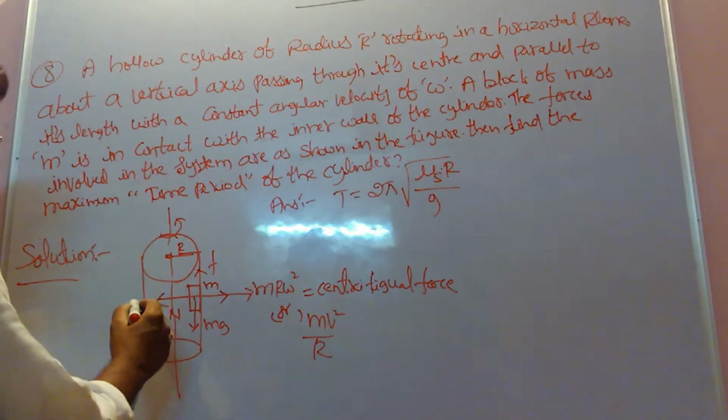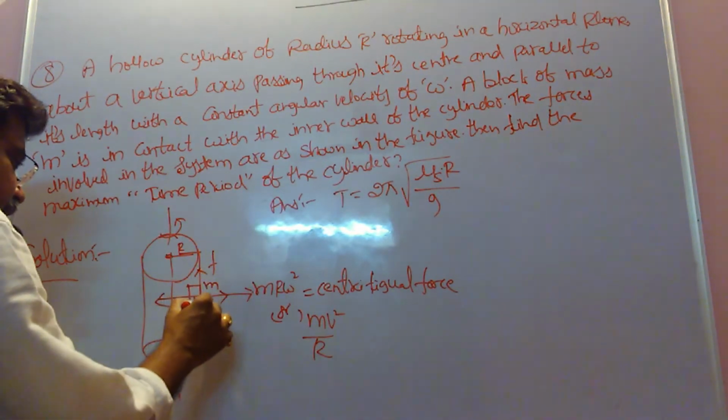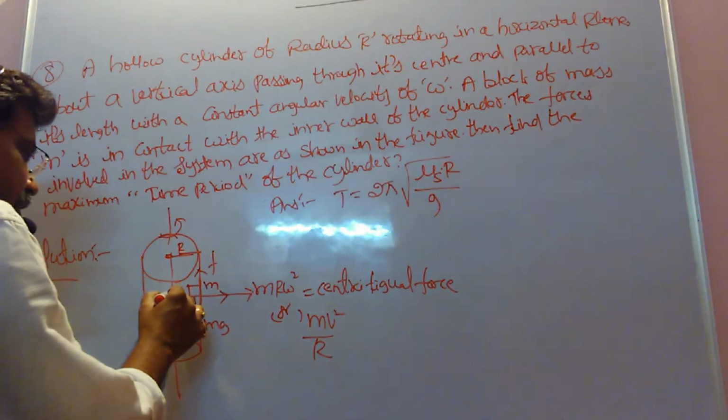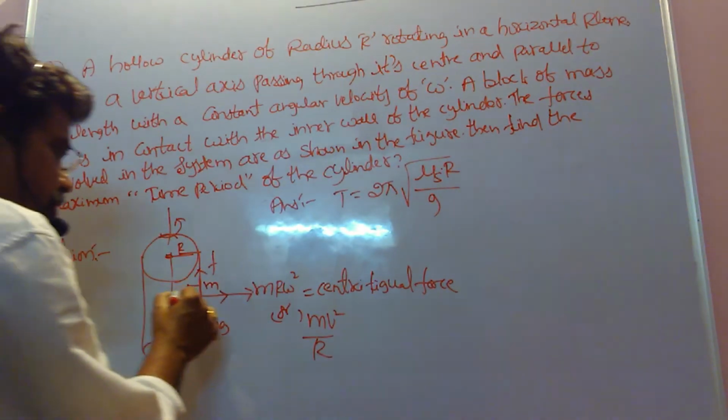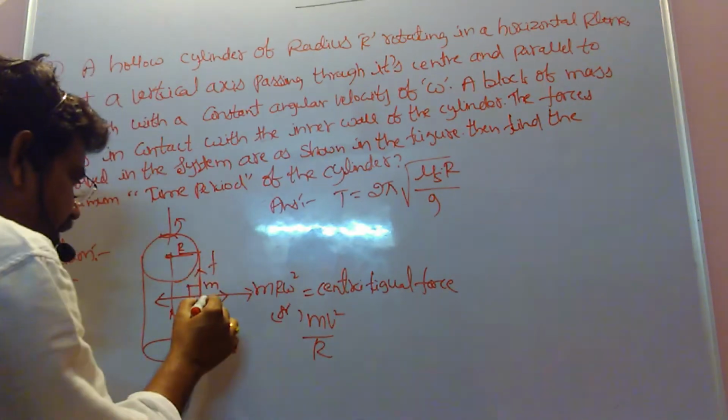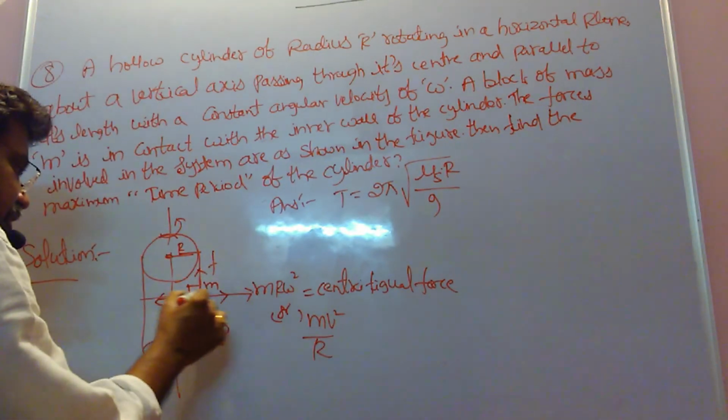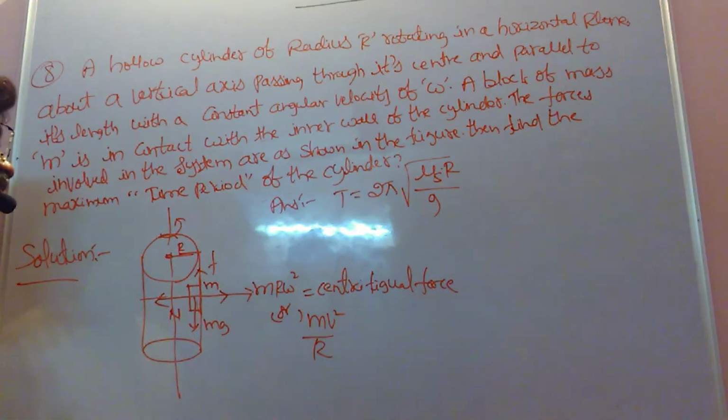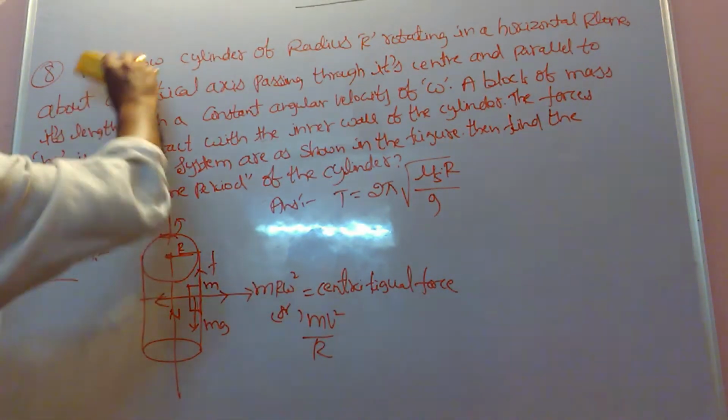Here, this centrifugal force, m r omega square, is pushing perpendicular to the plane of contact. The force exerted perpendicular to the plane of contact is called the normal reaction. So these two are balanced. In that way we are doing this problem.